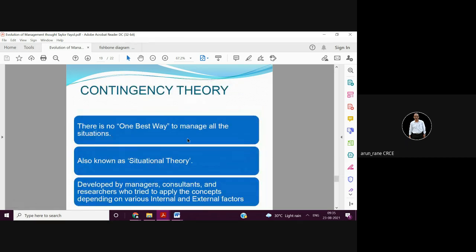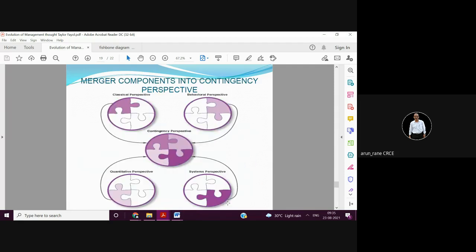Then there is the contingency theory. It says that there is no one best way to manage all situations. It is also known as the situational theory. And this was developed by people who tried to apply the concepts depending on various internal and external factors.